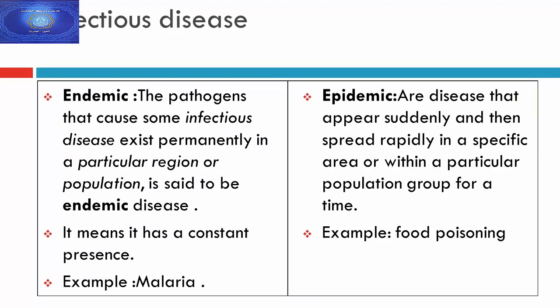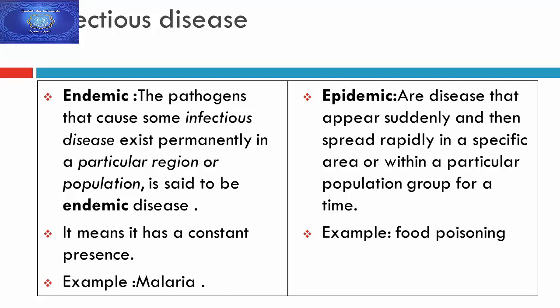Okay, so there are some terms regarding infectious disease. One of them is endemic. Endemic means a pathogen causes some infectious disease, but it exists only in a particular region or population, and it exists permanently and will stay for a long time. It means it has a constant presence. For example, malaria. Globally there are some regions like South Africa and Korea where this malaria is still present, but it is localized to a particular region.